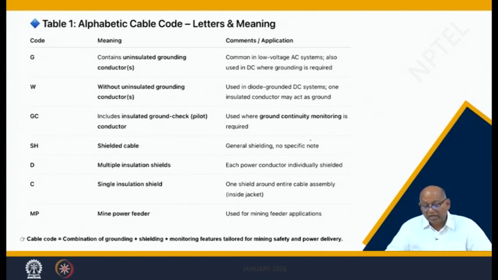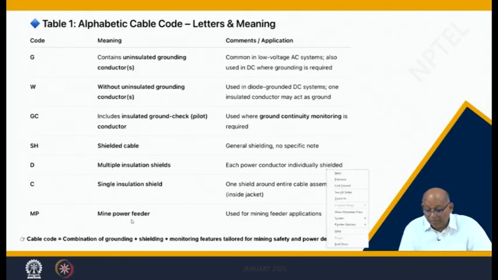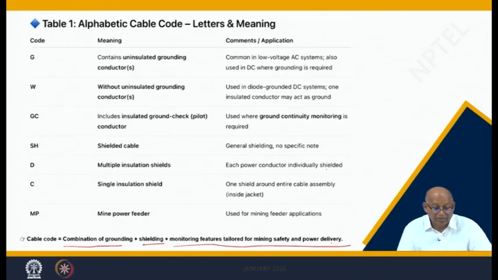GC means insulated ground check, you do not have to remember this, but these codes are used. SS means shielded cable, generally shielded, no specific note. D means multiple insulation shields. C means single insulation shield, one shield around the entire assembly jacket, while each power conductor is individually shielded, as you can see here. Then MP means mining power feeder, used for mining feeder applications. So, the cable code is basically a combination of grounding, shielding, monitoring features tailored for mining power applications, safety and power delivery. So, the G, GC tell about those things.